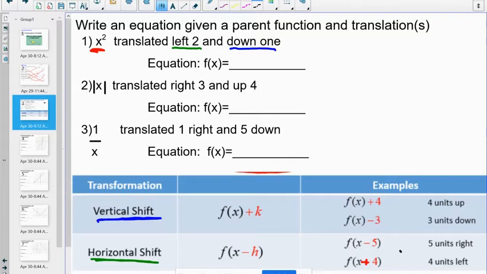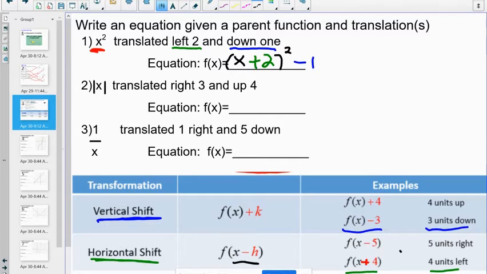So if we're trying to write down our horizontal shift, which is the green underlining, remember it's within the function. Since it's left, we know it's being added, so we'll say plus 2. Remember our original function was x, and since it's within the grouping, it's going to go within that grouping there. And then down 1. Since we're down, it's subtracting 1.